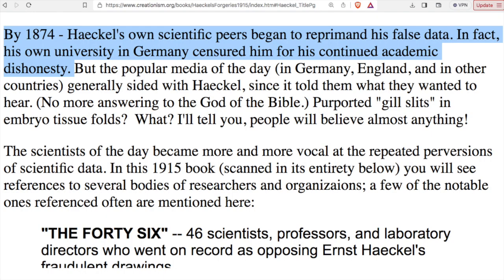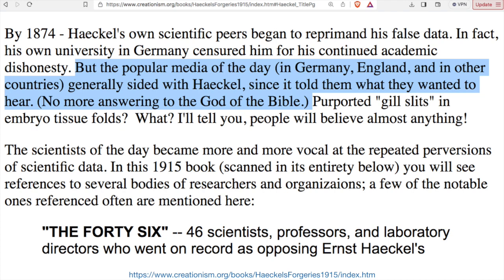Now think about this. Now you're going into the book by 1874. Now think about that. That's 9 years after the Civil War. I think it's before the light bulb was even invented. In 1874, way back then, Haeckel's own scientific peers began to reprimand his false data. In fact, his own university in Germany censored him for his continued academic dishonesty. But the popular media of the day, in Germany, England, and other countries, generally sided with Haeckel, since it told them what they wanted to hear. No more answering to the God of the Bible. So I guess some things never change. Even way back then, the media was anti-God.